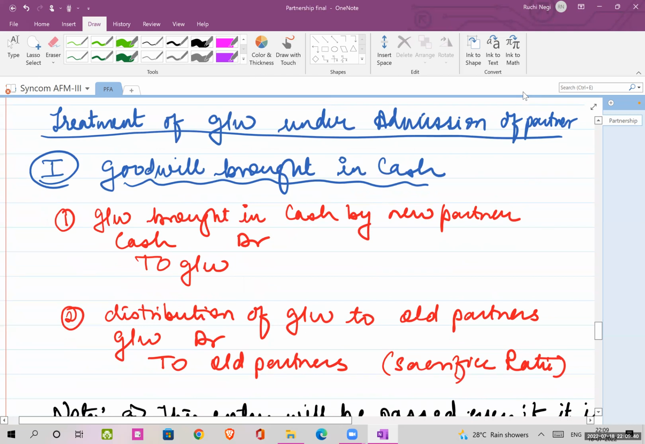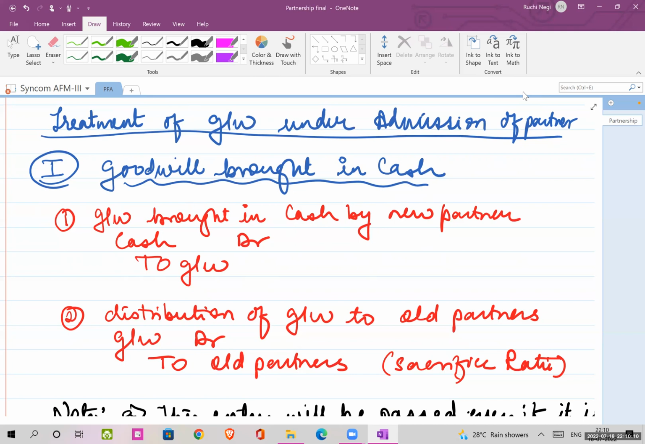Now before coming to this, I would like to highlight that if the new partner pays cash for goodwill to the old partners privately, then no entry is passed in the books of accounts. But in other cases, the adjustment for goodwill in the books at the time of admission of a new partner depends on the following factors. Now, which are these factors? That is what is there on the screen.